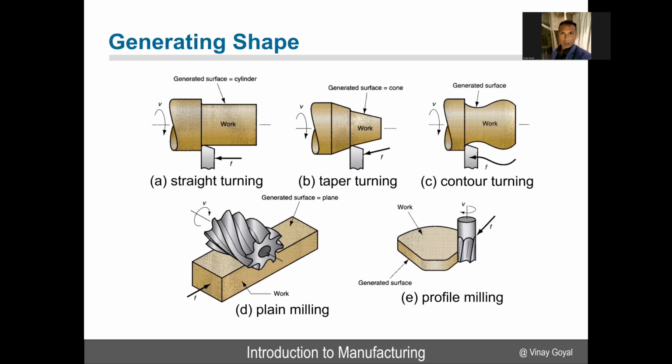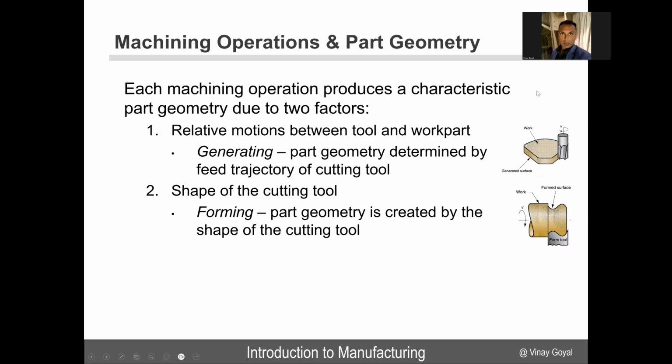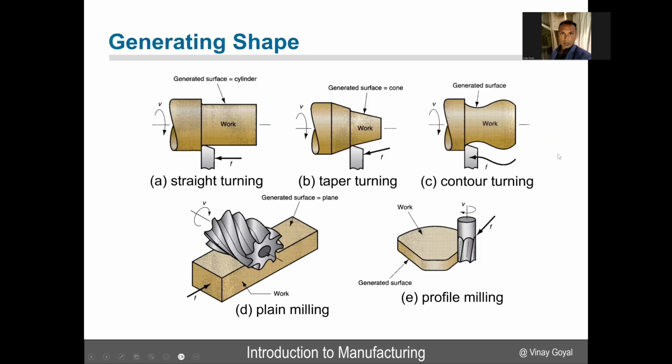Now let's look at the generating shape, which is the first kind that we discussed, and there are five of them that we can talk about. They're all talking about the same thing, where you're removing material: the tool is moving relative to the work part, cutting, and then the shape is being generated.